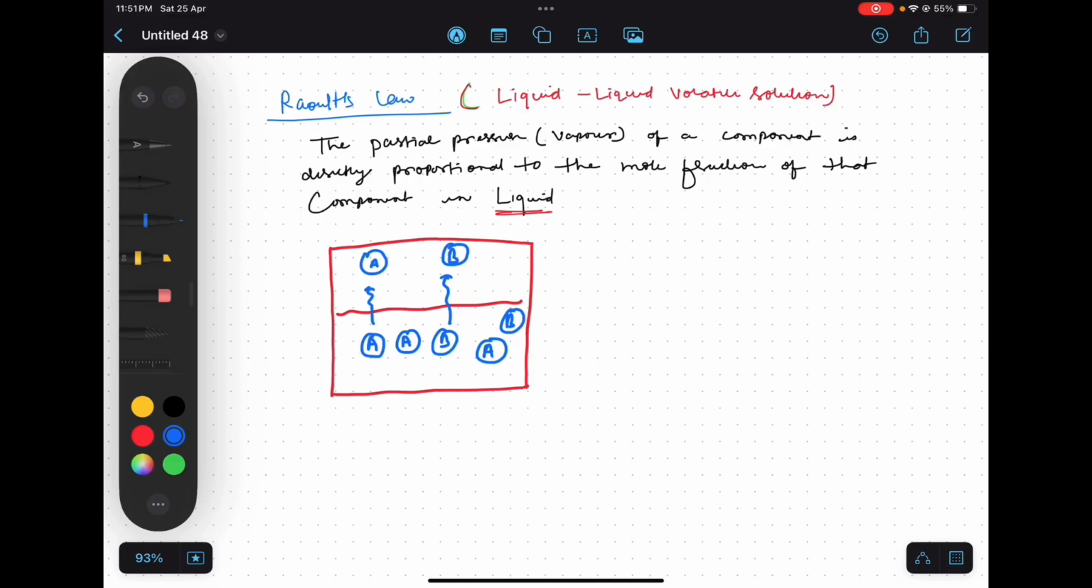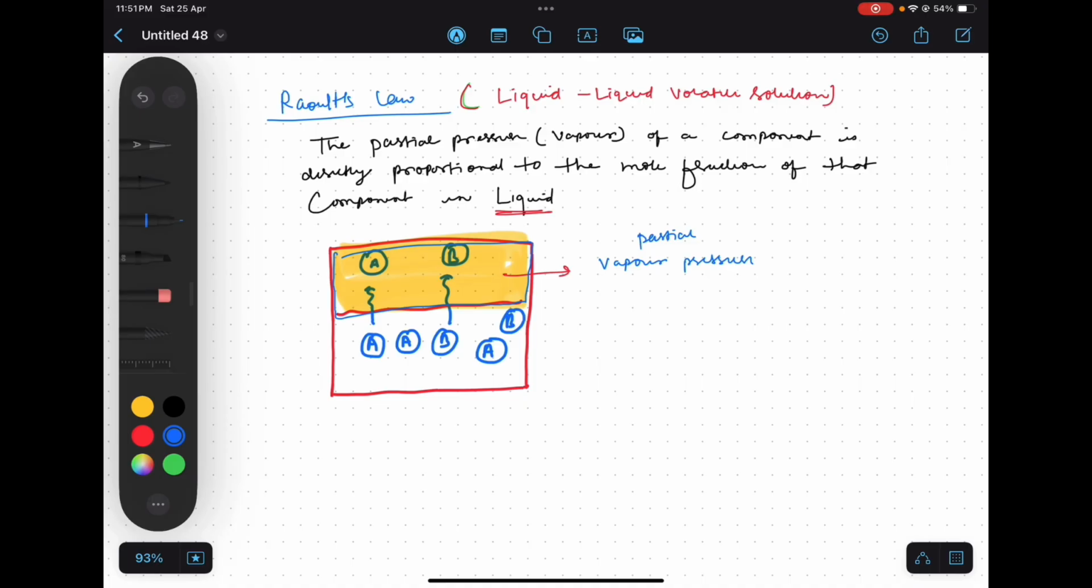So if it forms vapor, then we will have some vapor pressure. In the region which I am shading above, we will see some vapor pressure. We are calling it partial vapor pressure. Why are we calling it partial? Because in this vapor phase, we have two components, so both components will contribute to some pressure. That's why we call it partial vapor pressure.